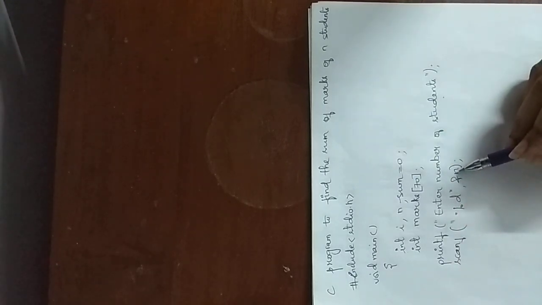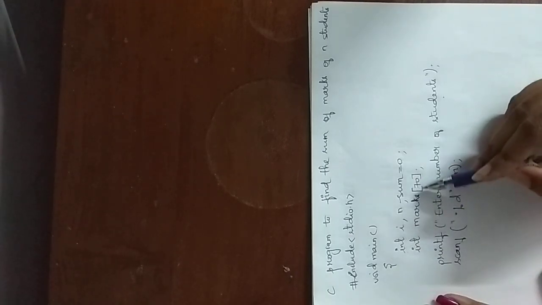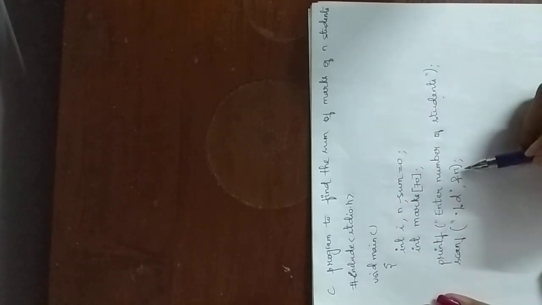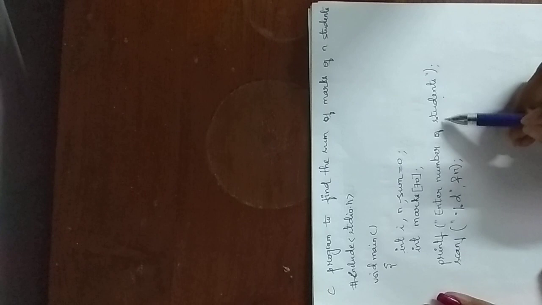This is how we write a scanf statement. Now we have got the number of students in the given class, which will be stored in this variable n. The maximum size of the array is 70, which means there can be maximum 70 students in the class, but it depends from class to class. So depending on the number of students the user enters, that particular value will be stored in this variable n.